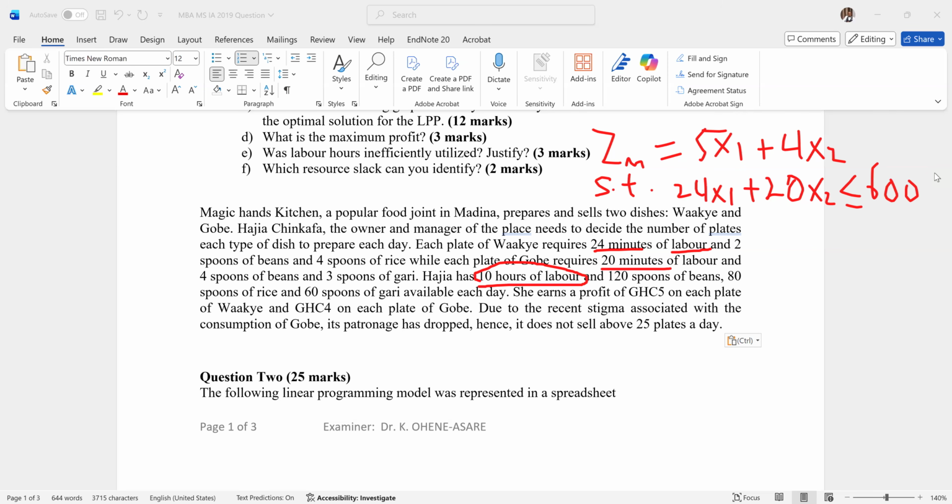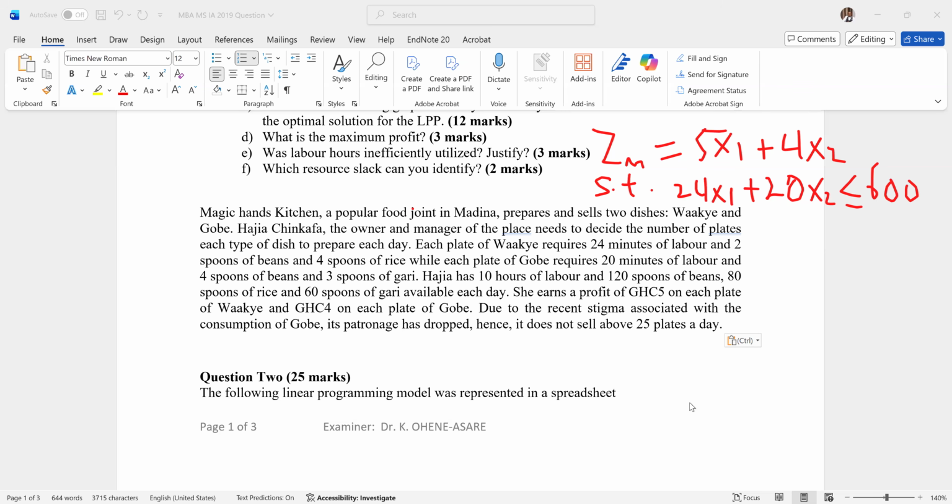Yes, Ajuman. Oh, so no, I was thinking you were going to the next constraint. That's why I raised my hand. All right, so that is how you formulate the labor constraint. The next constraint is what constraint and how do you formulate that constraint?